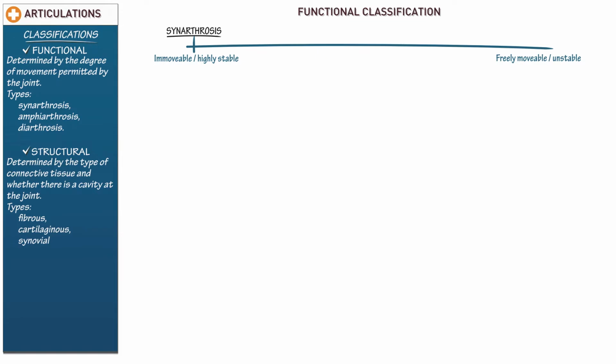On the freely movable end, write diarthrosis. Diarthrosis joints are freely movable and very unstable. Wiggle your fingers and note how easy it is to move the bones of the fingers or phalanges. The phalanges relate via diarthrosis joints.